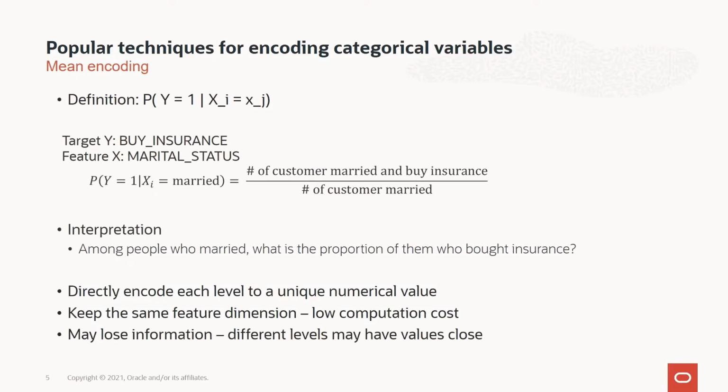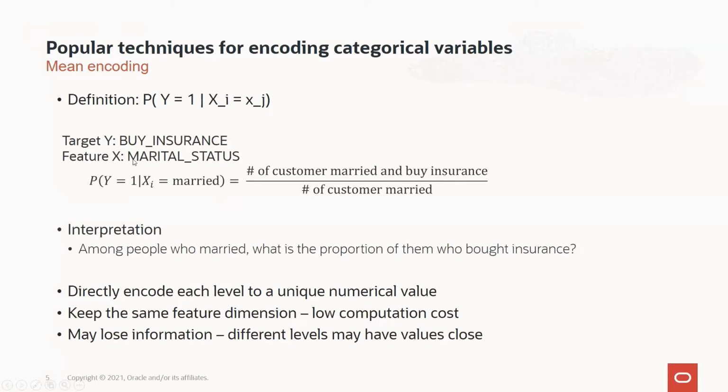So we wonder if there are any other techniques that can solve this high dimensional problem. One of the popular techniques people are using is called mean encoding. The idea is very simple, but actually quite effective, and a lot of people are using it. We can keep the original number of columns by encoding each level to a numerical value. So how do we do it? We do it by calculating the conditional probability.